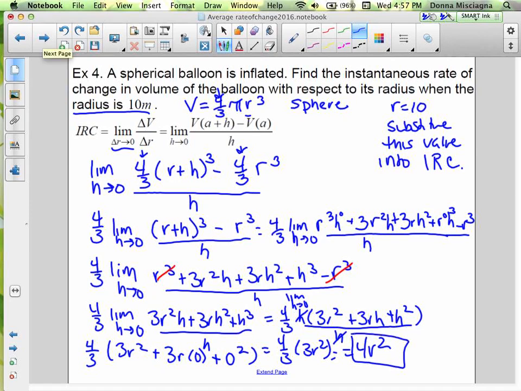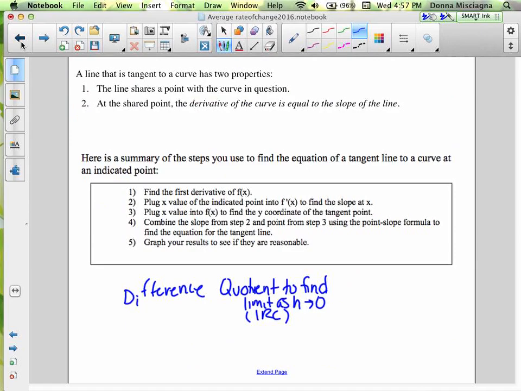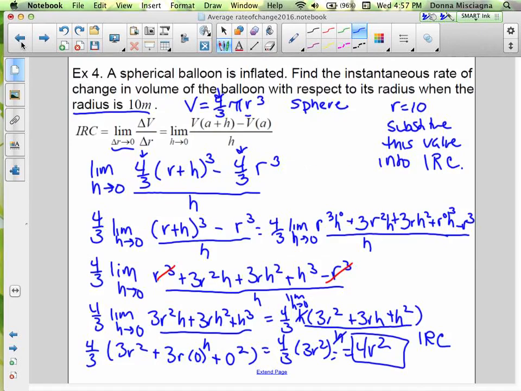This function here gives us our instantaneous rate of change. Did I give myself space on the next page? Because it's getting kind of crowded over here. Nope. Let's give ourselves a little bit of space, all right? It was 4r squared.